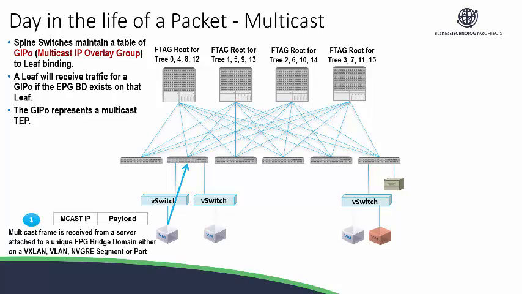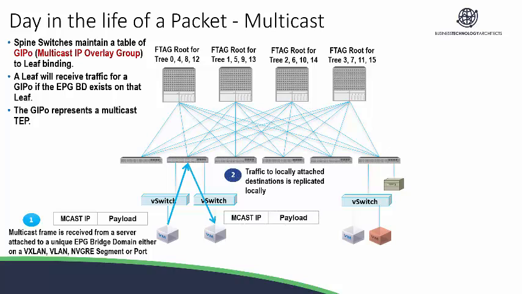So you can see here the multicast frame is received from a server. It's attached to a unique bridge domain and on a VXLAN or VLAN segment or port. The traffic is then attached.